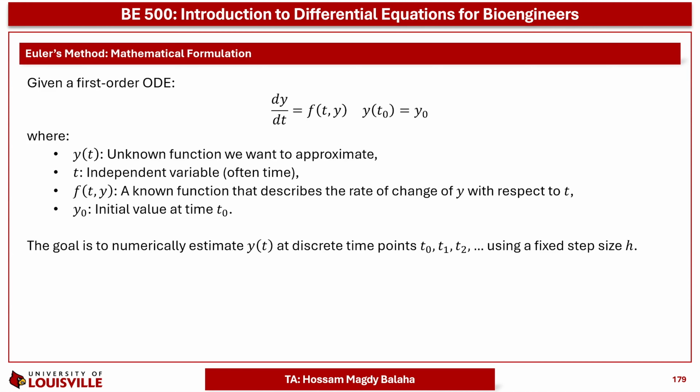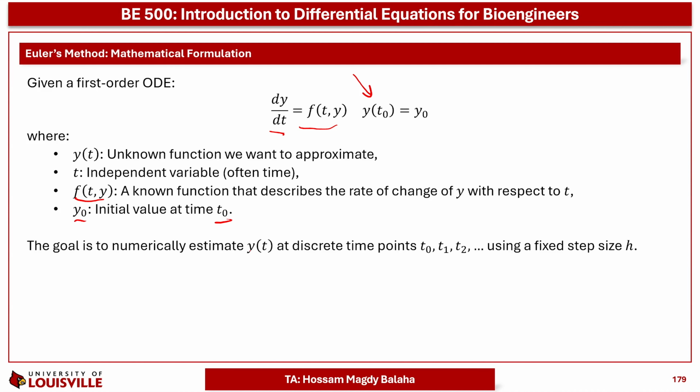So simply, you have an ordinary differential equation, dy by dt equals a function of t and y, and you have an initial condition. y of t is the unknown function that we want to approximate. t is the independent variable, which is time. f of t and y is a known function that describes the rate of change of y with respect to t, and y naught is the initial value at time t naught.